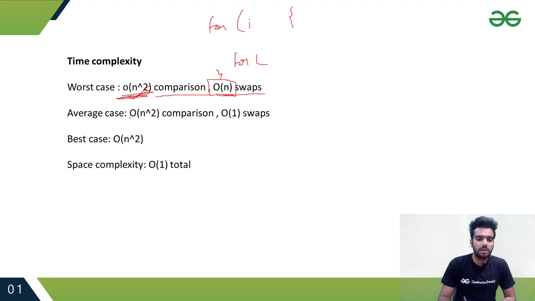Now for the average case, the order of n square comparisons and swaps are constant, and in the best case also it will take order of n square because of these two nested for loops. And the space complexity of selection sort is constant.